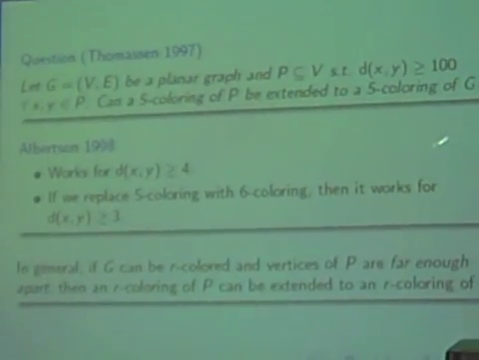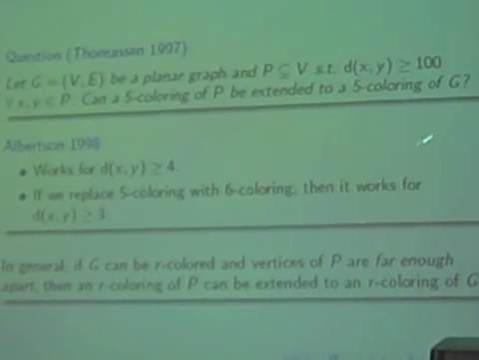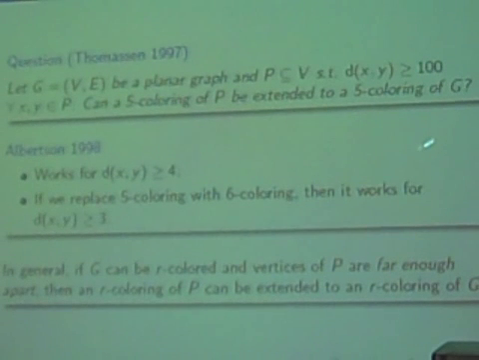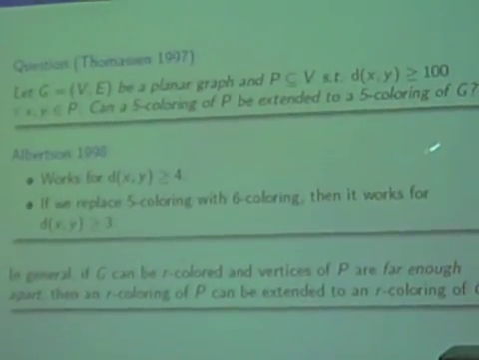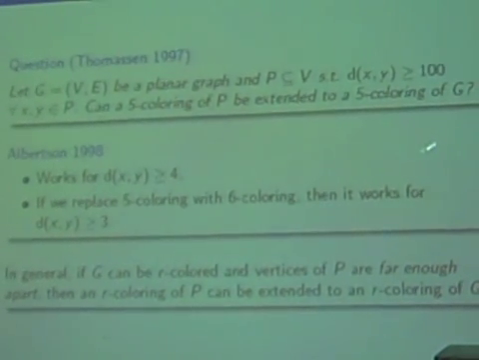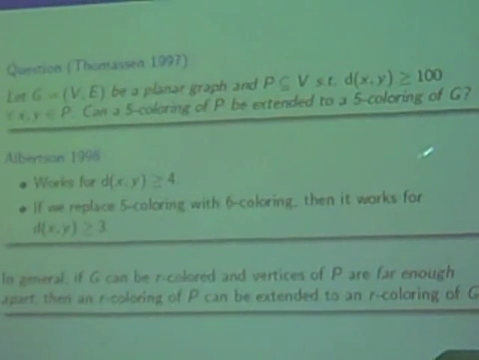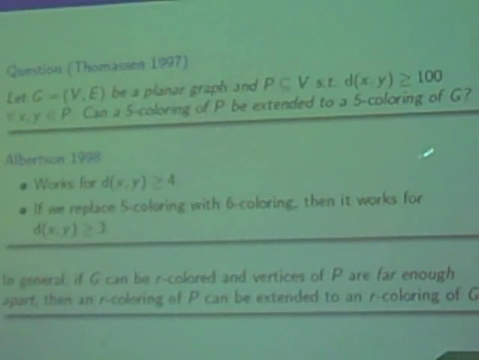And then one thing to mention is that in general, if a graph can be R colored and vertices of P are far enough apart, depending on what R is, there's some distance that we can determine such that an R coloring of our smaller set P can be extended to an R coloring of G.